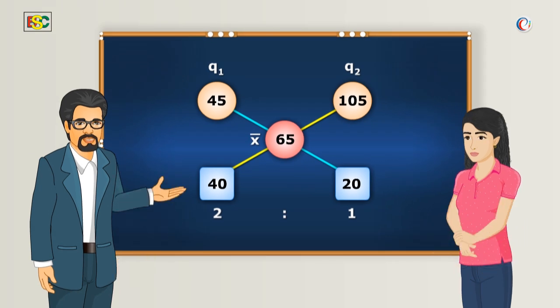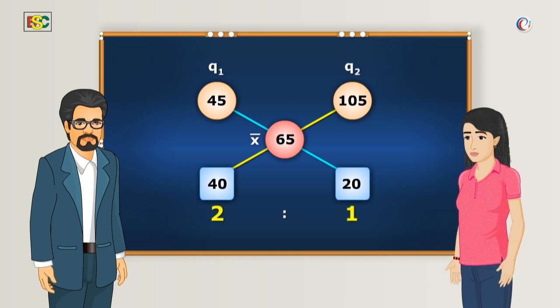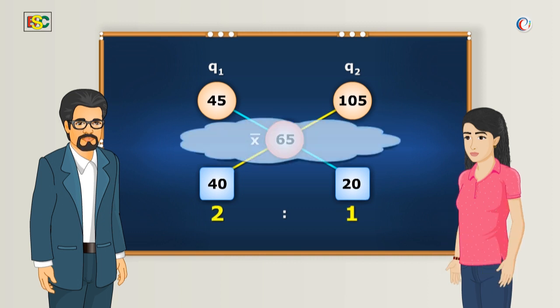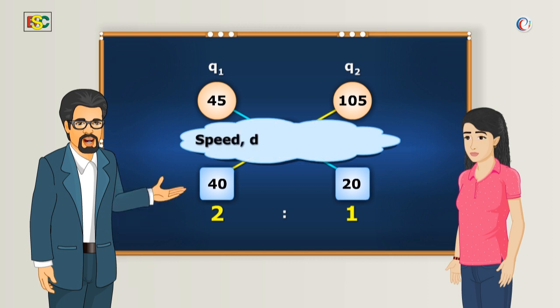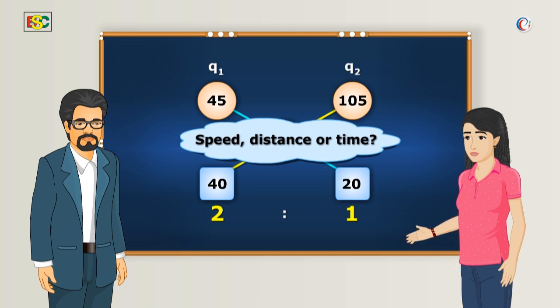Nice. And now, can you tell me, Vidya, 2:1 is the ratio of which variable? Speed, distance, or time? Speed? No. Then what? I don't know, Baba. Please help.